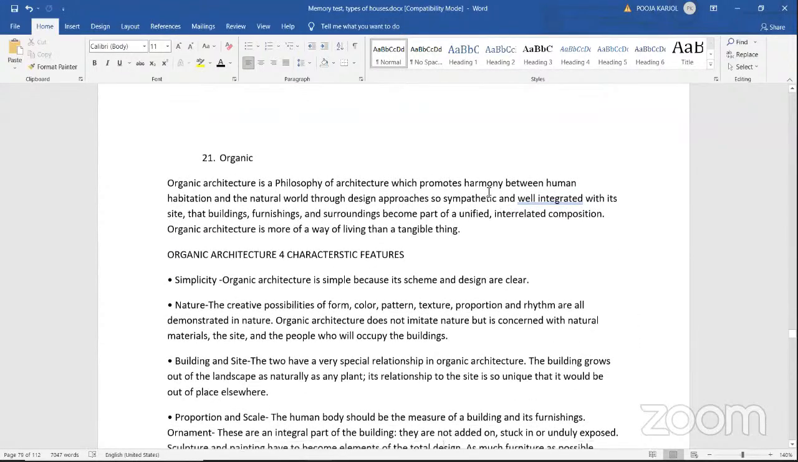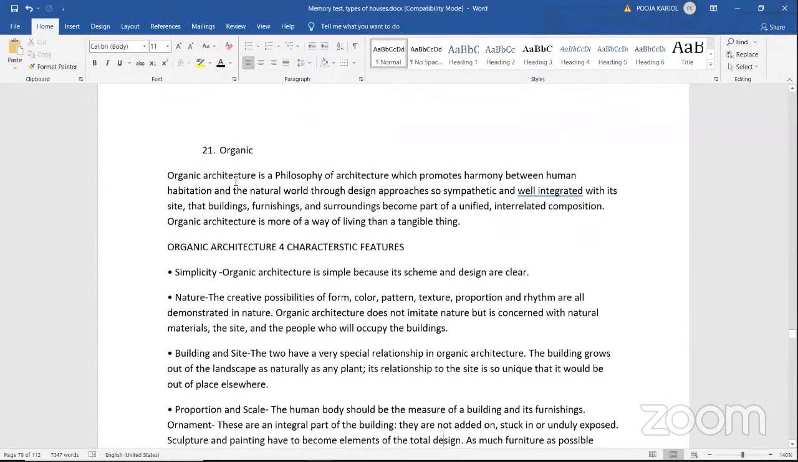Next is organic. Organic architecture is a philosophy of architecture which promotes harmony between human habitation and the natural world through design approaches so sympathetic and well integrated with its site that buildings, furnishings, and surroundings become part of a unified, interrelated composition.